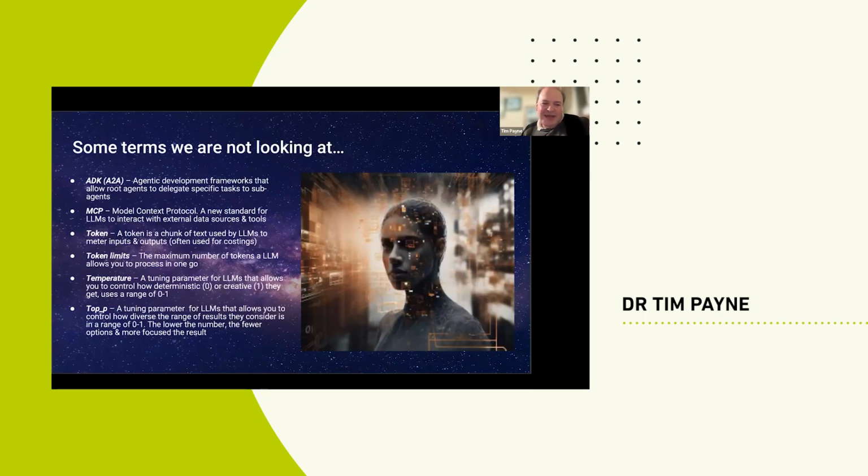Some of the terms that we're not looking at, but that you might want to look at in the future, are A2A or ADK, agentic development. This is where you have root agents and you can delegate specific tasks to sub-agents. It's the microservice type model of agents. You have a specific agent, and you might want to reduce its complexity by delegating subtasks to specific agents that specialize in that subtask. It makes coding a lot easier.